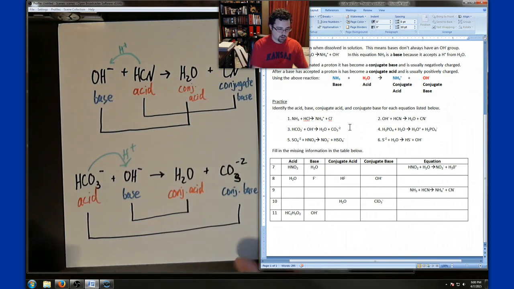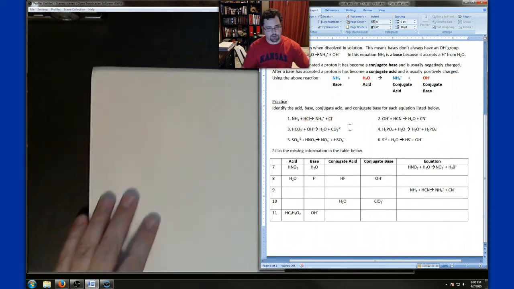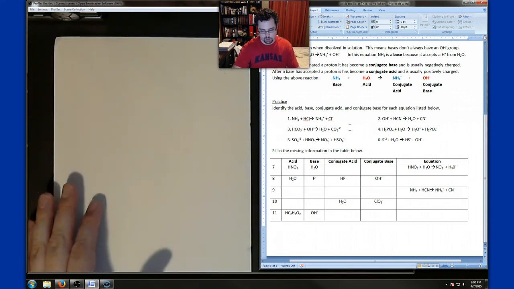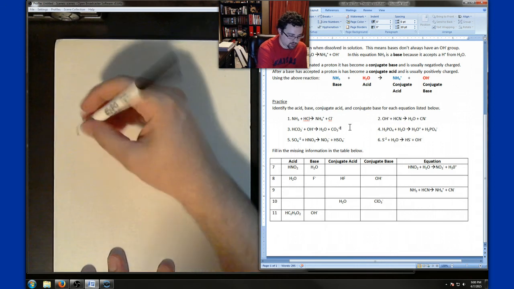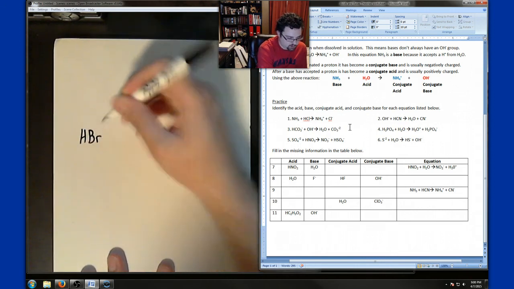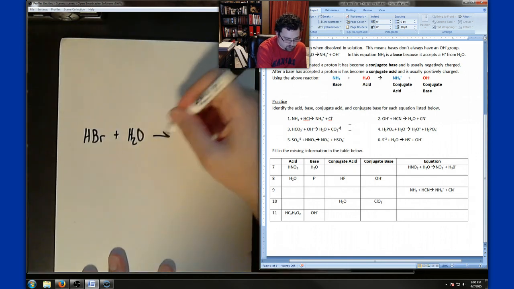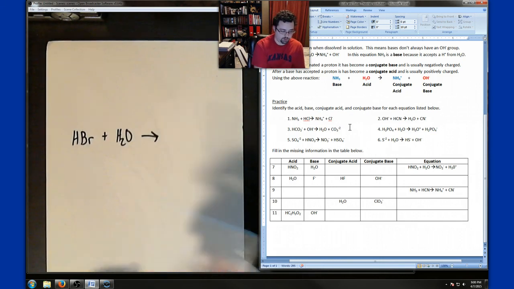Okay? Let's do one that's not on the paper. So using this, you should be able to easily predict what the conjugate acid and conjugate base are going to be. For example, if I have, let's say, HBr plus H2O, and I don't know what that's going to create, but I do know which one of these is an acid and which one's a base.